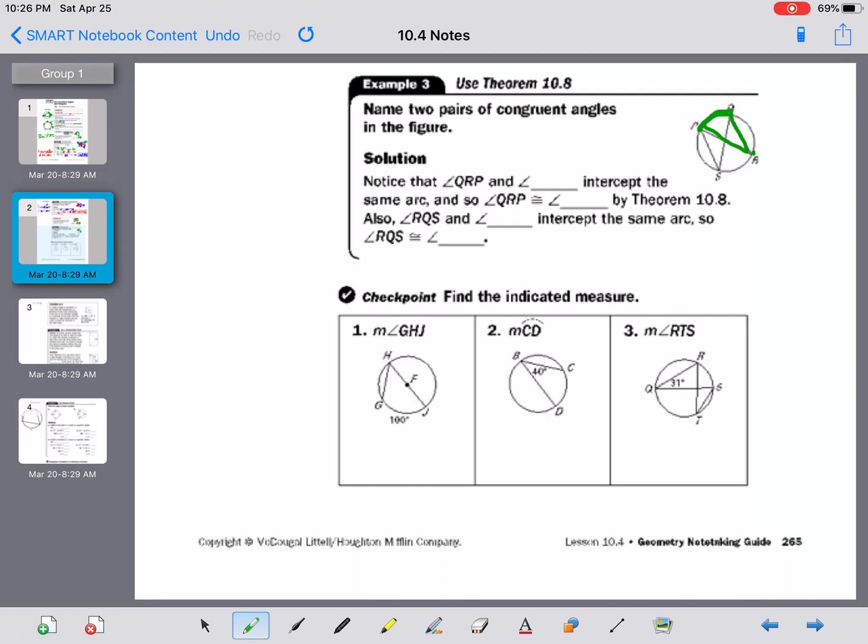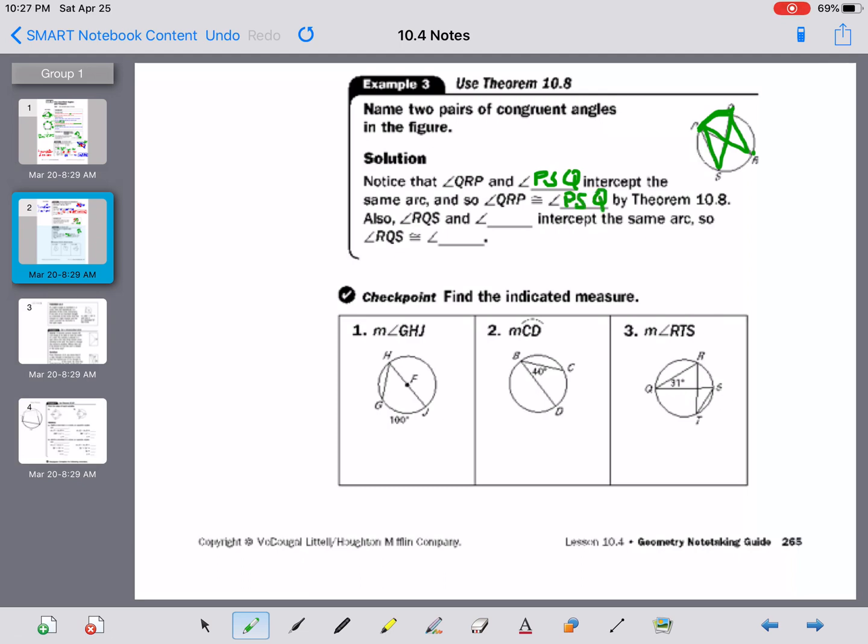Well, if I look, it looks like it can also go to PSQ. They both go to the same arc, so that means that they are going to be equal. So QRP and PSQ are congruent.